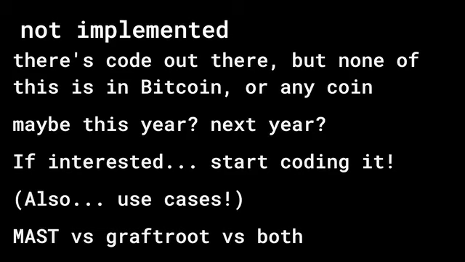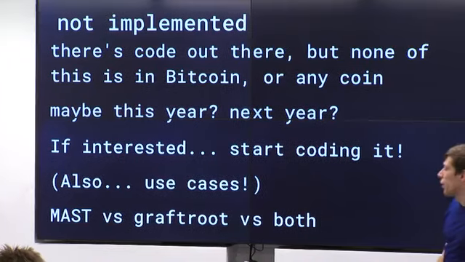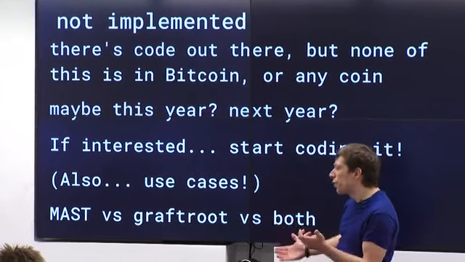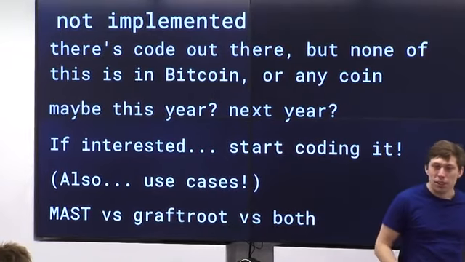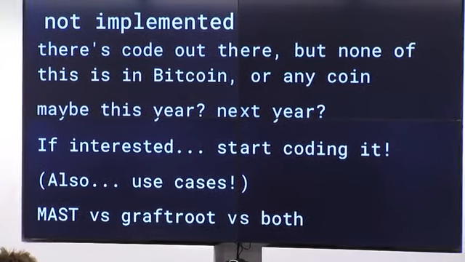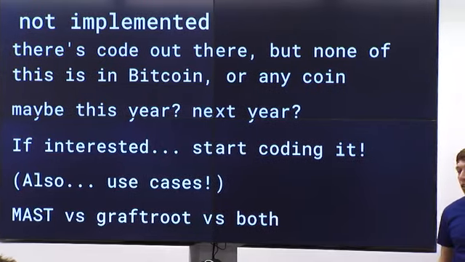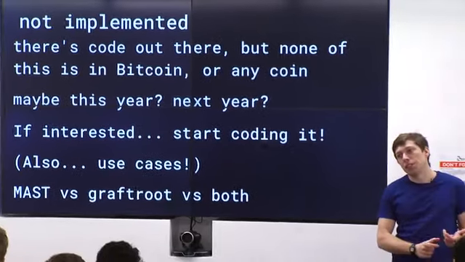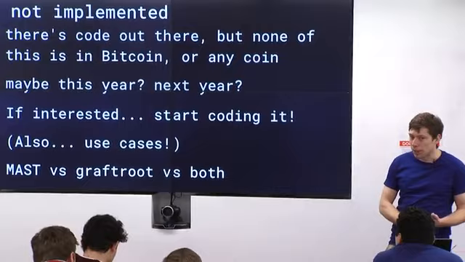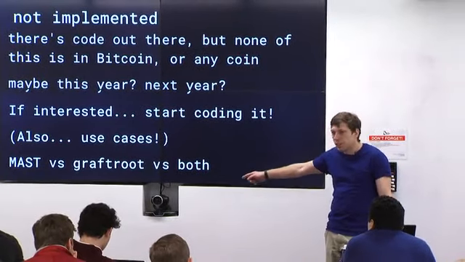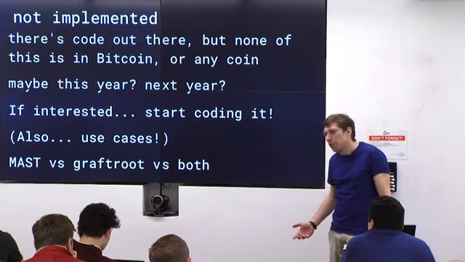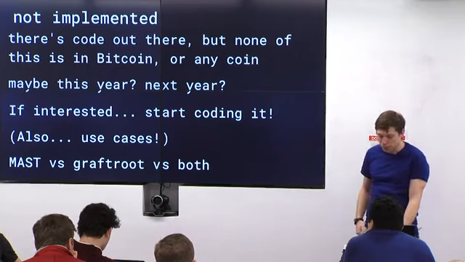Like, okay, what do we do with this? This is kind of cool. You can make all sorts of weird smart contracts, but what are some real world use cases? There's also the argument of MAST versus Graftroot versus both. Well, if you have Graftroot, do you really need MAST anymore? Instead of this big Merkle tree, you just have the signatures endorsing the leaves. So it seems like better scalability there, but Graftroot's interactive, so maybe you still want MAST, maybe have both. There's all sorts of debate on this.